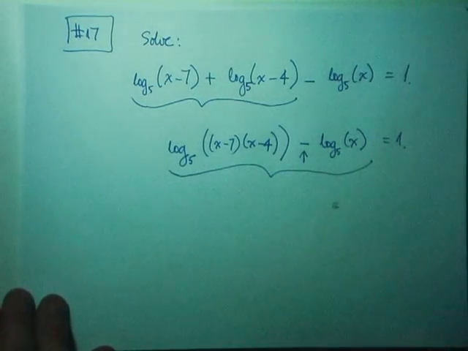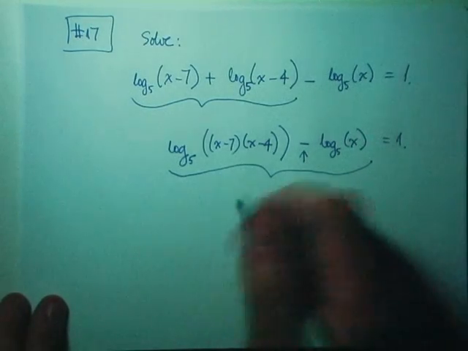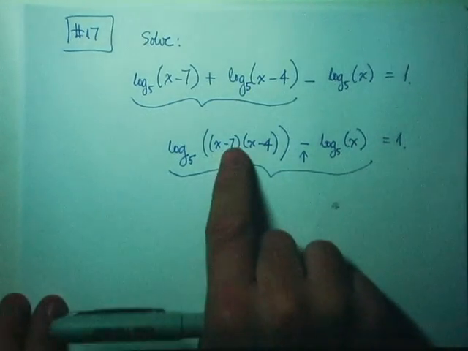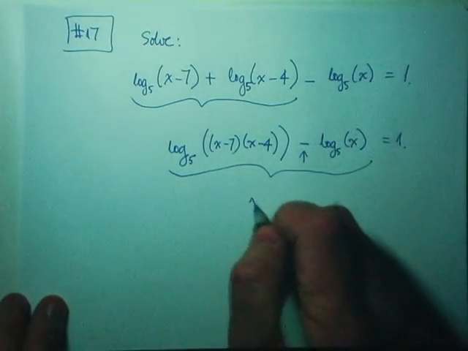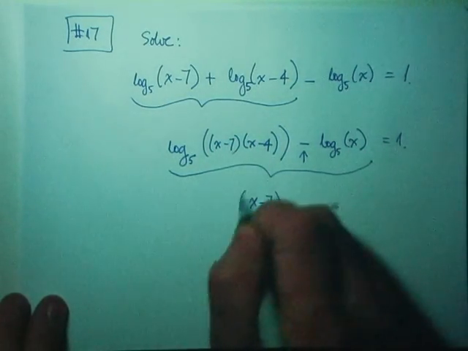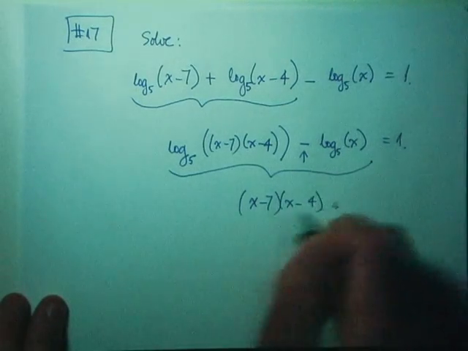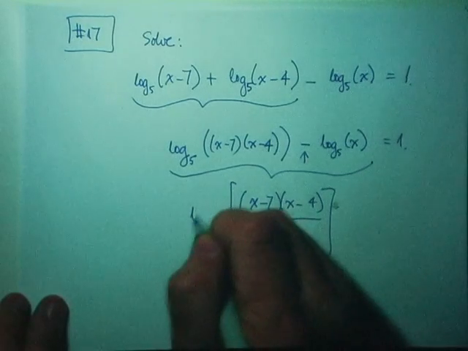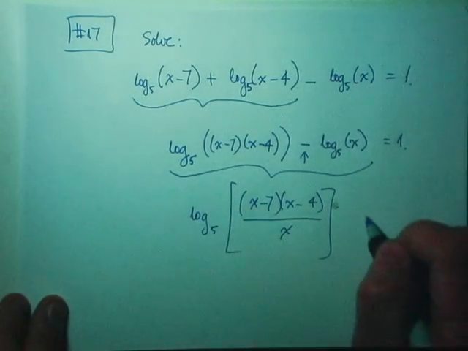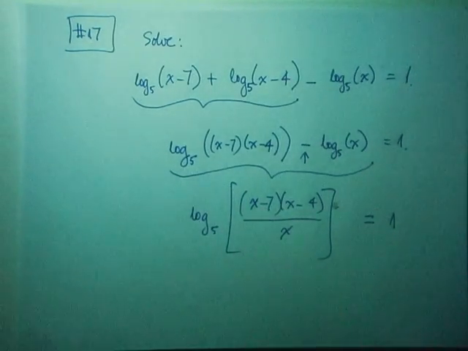So according to rule number 2 on your log reveal handout I gave out to you, you can simply take the quotient between that whole expression here and the x. So what I'm having is x minus 7 times x minus 4 and all that over x. Okay, I put all that in one quotient. Then I'm taking logarithm base 5. And all that here equals 1 on the right hand side.